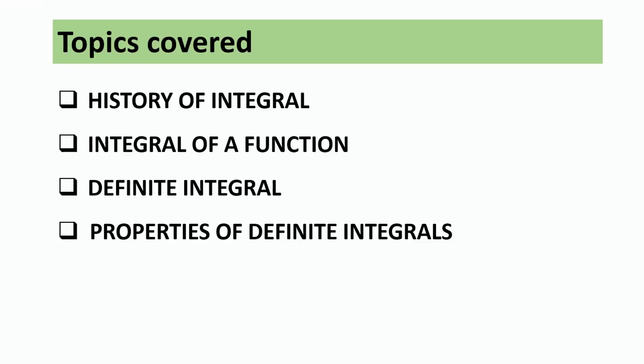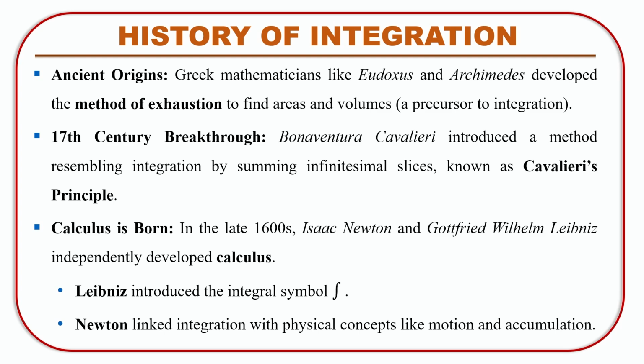So, let us start. I will start from the history of the integral, then the integral of a function, then the definite integral and some of the properties of definite integrals. So, what is the history? As you can see here, the Greek mathematicians Eudoxus and Archimedes developed the method of exhaustion to find the areas and volumes of a given function. It looks like it is just a primitive form of integration, just the beginning of integration.